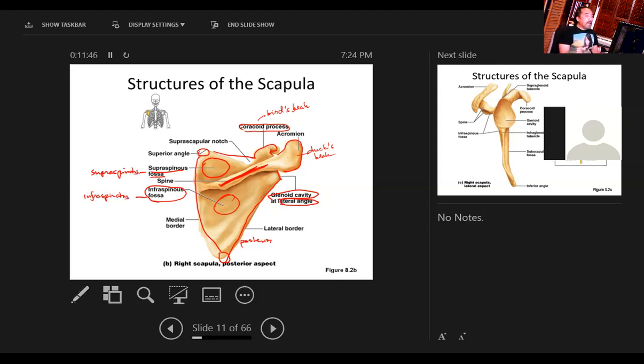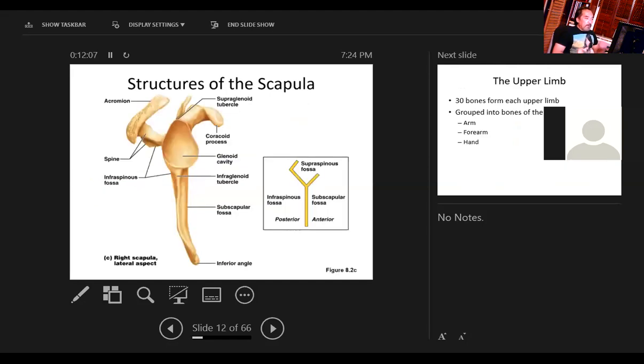Okay, so we're not making words up. We're not making up an anatomical structure. It's actually location. Okay, so I've already identified the supraspinous fossa, infraspinous fossa, and the subscapular fossa. Later on, it's going to be covered by muscle. Okay, so now I'm moving on to the lateral view.